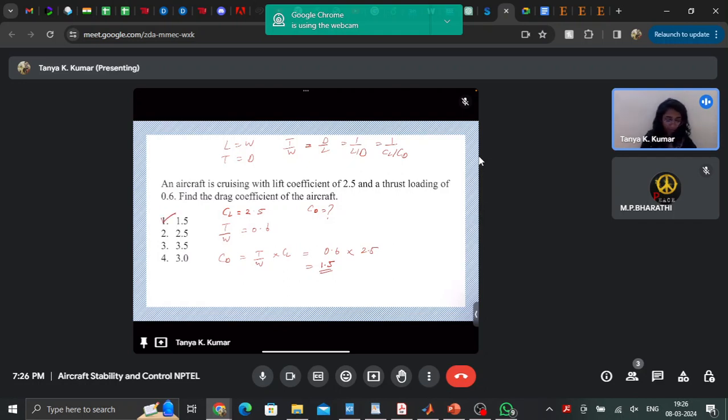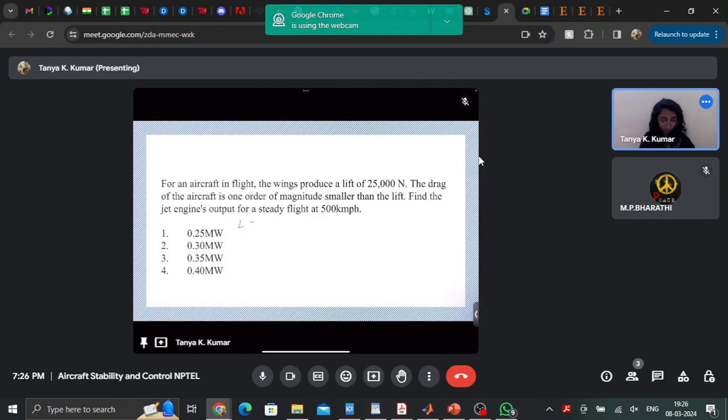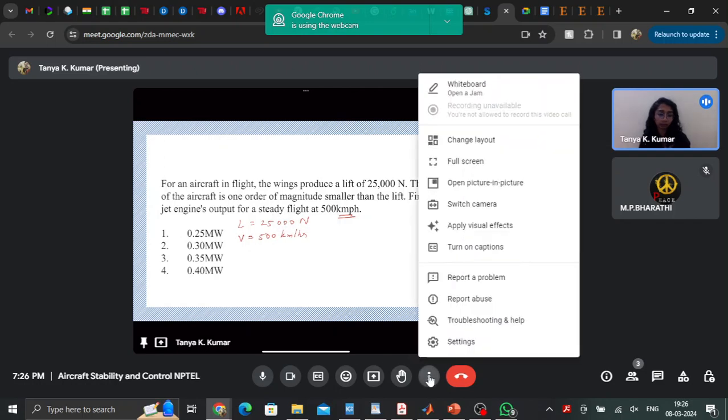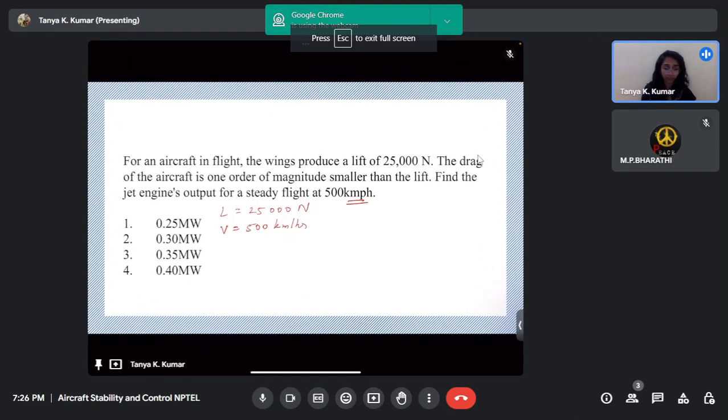Okay. So next question. For an aircraft in flight, the wings produce a lift of 25,000 Newton. So lift is 25,000 Newton. Drag of the aircraft is 1 order of magnitude smaller than the lift. Find the jet engine's output for a steady flight at 500 km per hour. Again, note that the unit is kilometer per hour. So velocity is 500 km per hour. This is the second time in today's questions that we are encountering different units. So just keep an eye out for that.